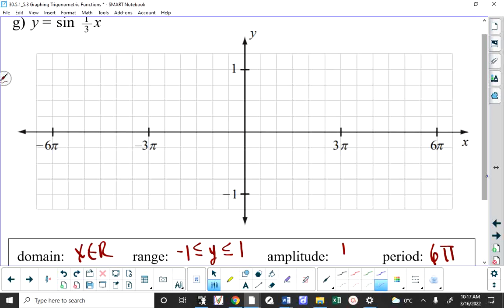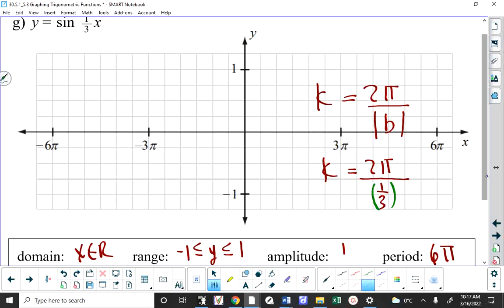The other thing you can remember instead is this. And I'm going to throw absolute value signs on there just in case b is ever negative. The period here would be 2 pi divided by 1/3. Well, I'm going to multiply the top and the bottom of this by 3. And the 3's cancel on the bottom, and I'm left with 6 pi. You getting the idea here?